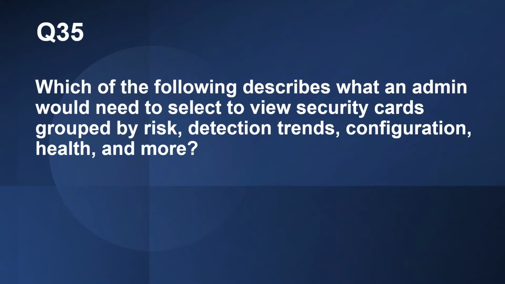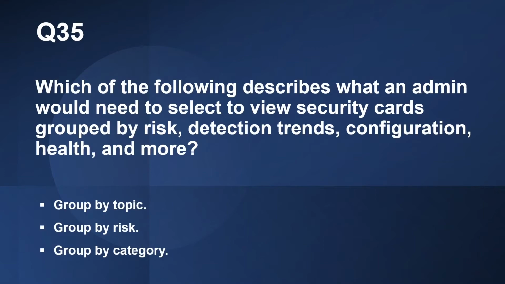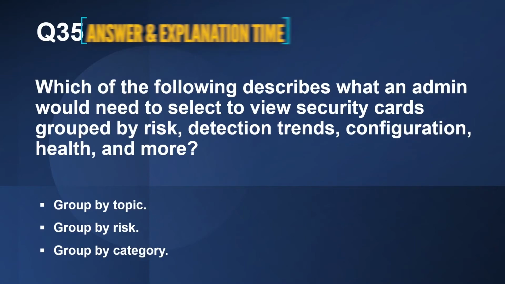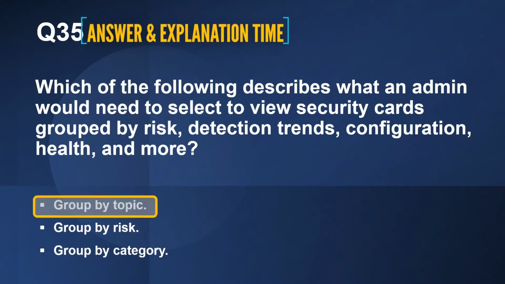Question number 35. Which of the following describes what an admin would need to select to view security cards grouped by risk, detection trends, configuration, health, and more? Options are group by topic, group by risk, group by category. The correct answer is group by topic. You would use this filter to view security cards grouped by risk, detection trends, configuration, health, and more.